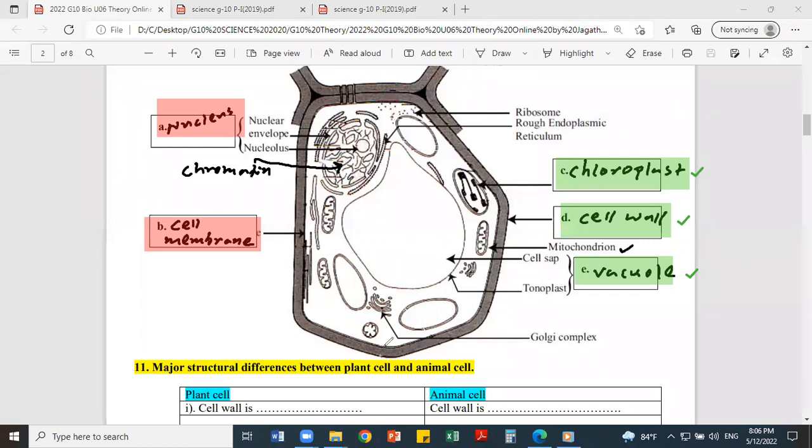So there are free ribosomes also here. What are free ribosomes? Free ribosomes are found in the cytoplasm.